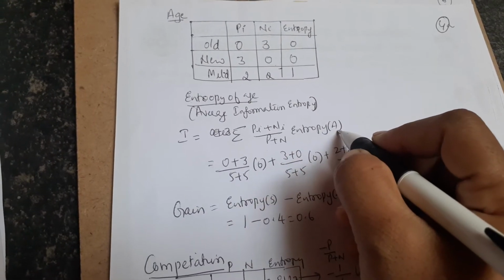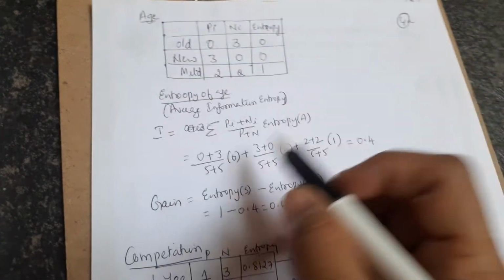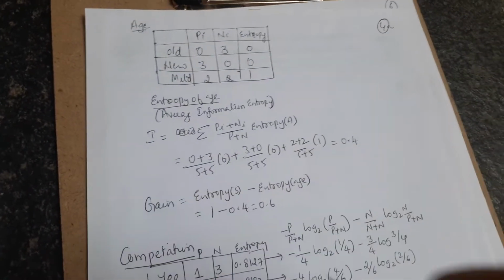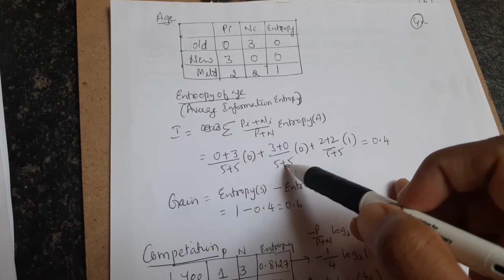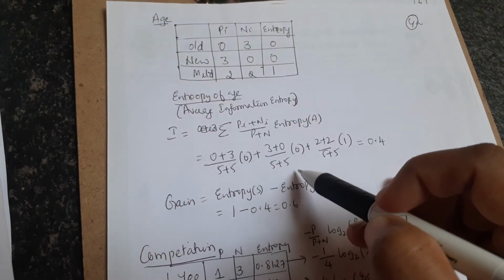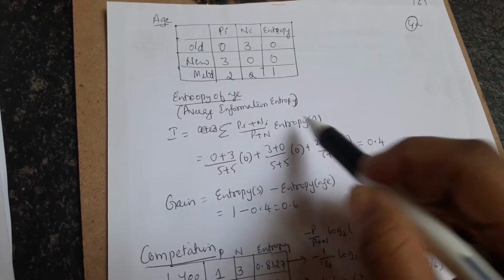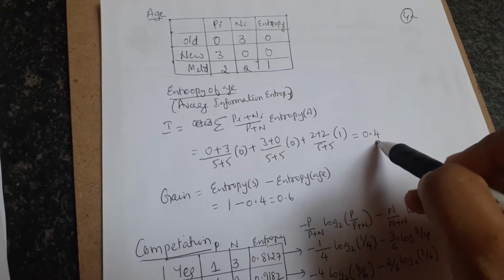Entropy of the old type is 0. Plus 3 plus 0 divided by the total number of positive and negative examples, 5 plus 5. Entropy for the type new is 0. Next, 2 plus 2 divided by 5 plus 5. You calculate the entropy and you will get 0.4.